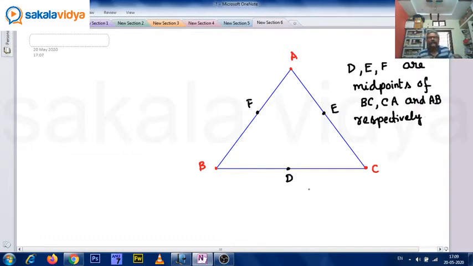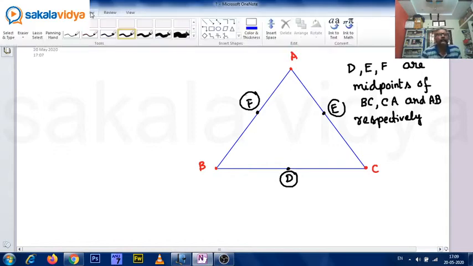Suppose here is one question. A vertex, B vertex and C vertex have not been given. Instead of them, the midpoint of BC, midpoint of CA and midpoint of AB are given. Then we need to find out A, B and C. Let us see how to find them now.